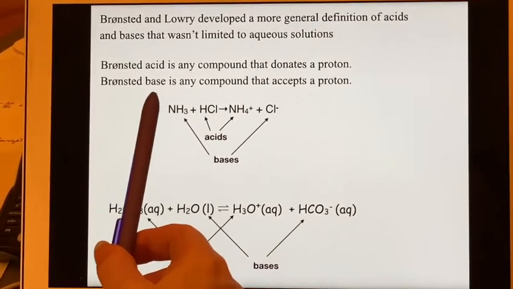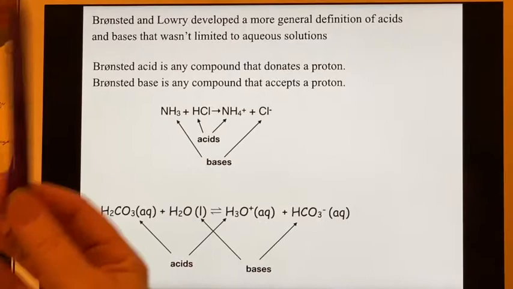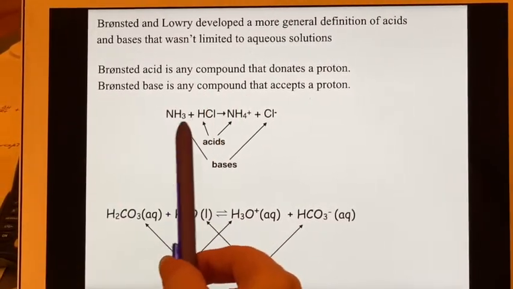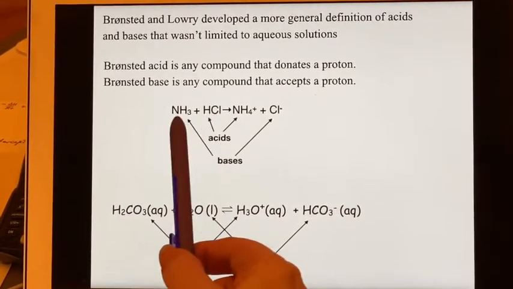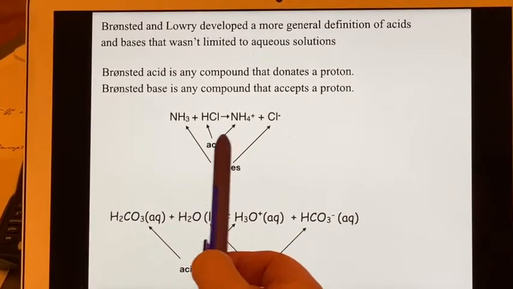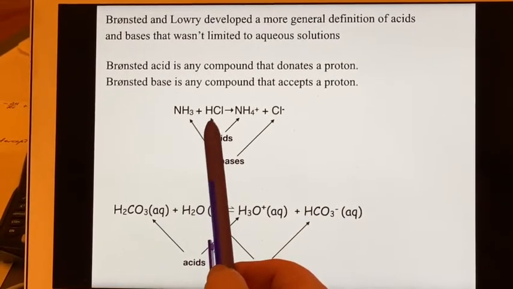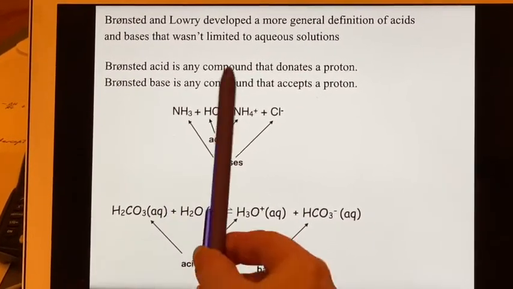A Brønsted base is going to be any compound that accepts that proton. Now that's sneaky, because it means that in any situation like this, where you have two things on the left and two things on the right and a proton moves between them, you are going to have acid-base pairs. Let's look at this.